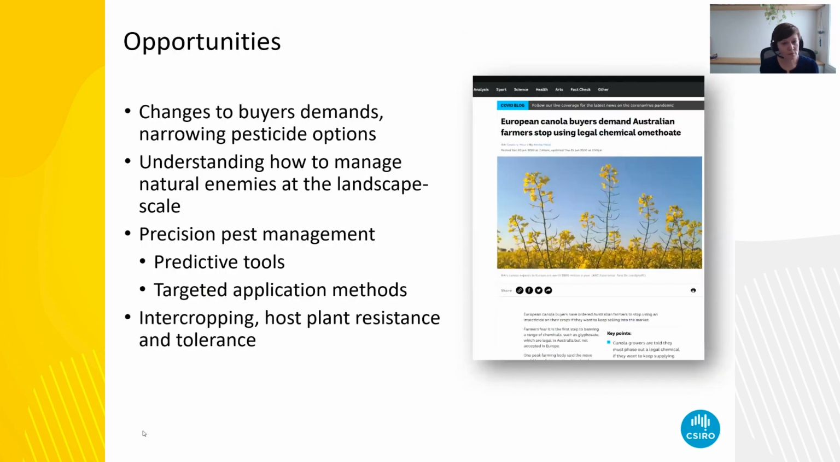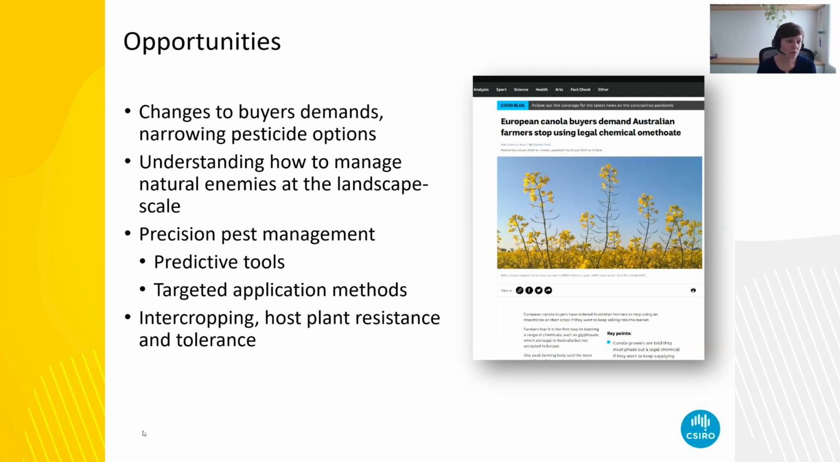So just going to finish off now with the opportunities. I think there's been quite significant changes to the buyers' demands around canola, and we've seen that quite a lot in Australia, and that actually may lead to a narrowing of pesticide options more in the future. And this newspaper article just illustrates that in relation to omethoate. I think this creates challenges, but it also creates opportunities for us to really do more research into how we can manage some of these pests better.